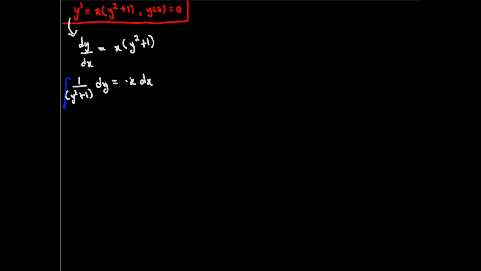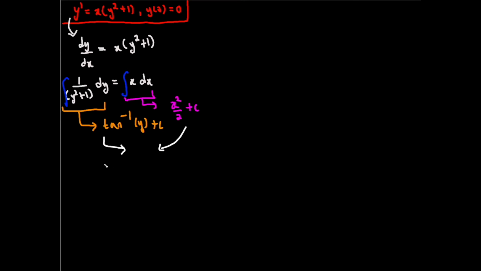Okay, now we can go ahead and take the integral of both sides. It's just worth remembering that the integral of 1 over y squared plus 1 dy is just tan inverse of y, and this other one is pretty trivial, right? We know how to do this. This is simply x squared over 2 plus c, and of course there's going to be a plus c here as well.